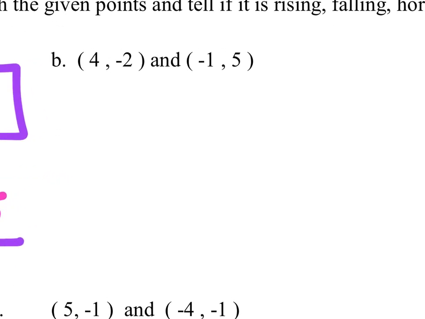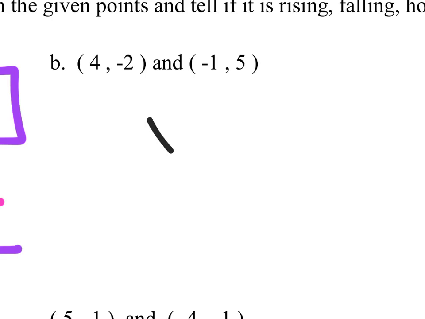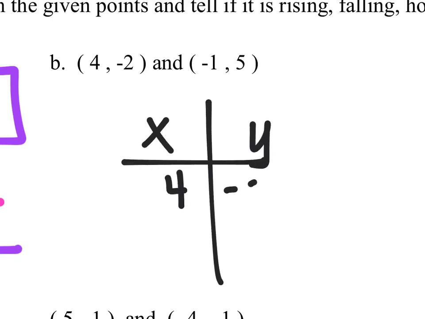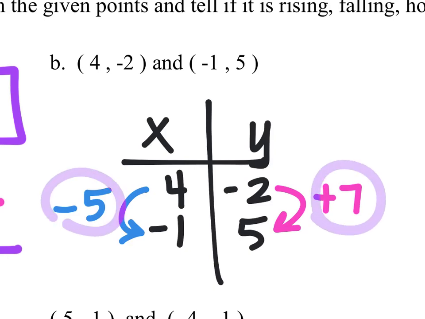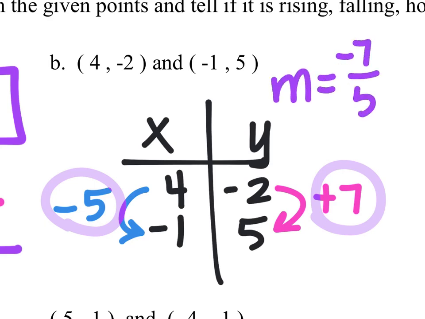On the next problem, I'm going to do the same thing. I'm going to set up my slope table, fill in my ordered pairs, determine the change in y, determine the change in x, and then I have a slope of 7 over -5, which gives me -7/5. So that one has a negative slope.